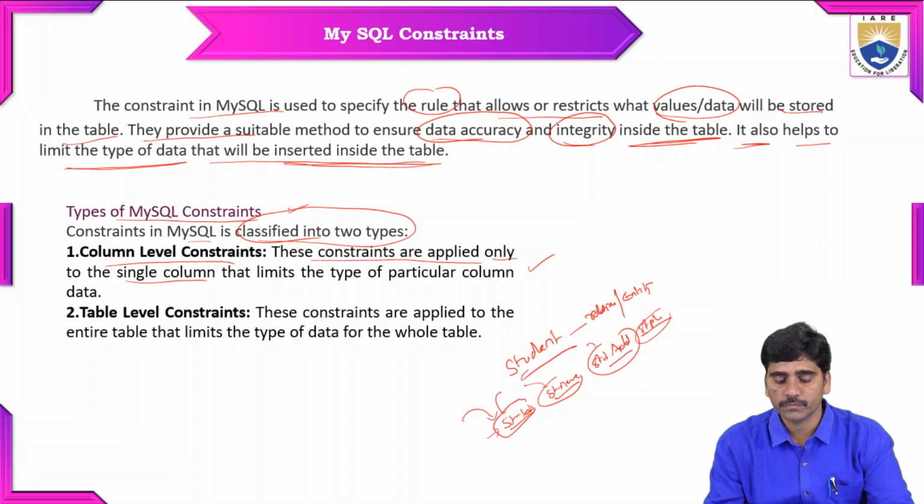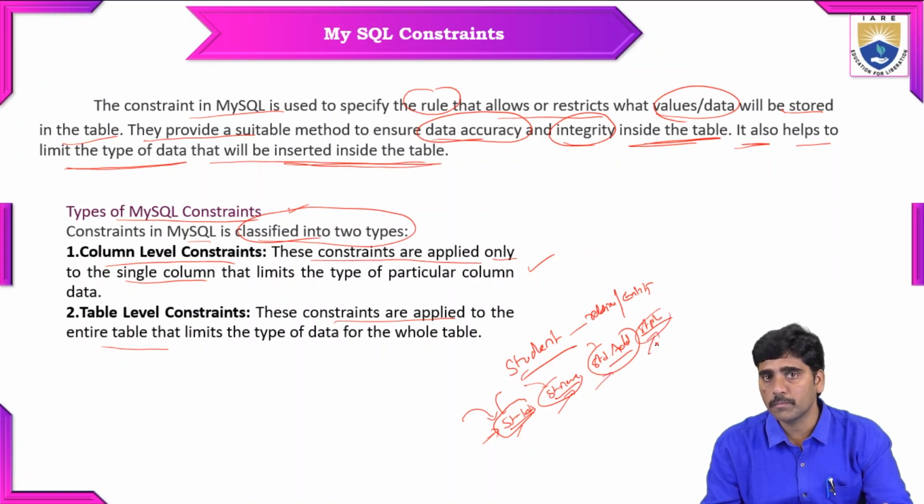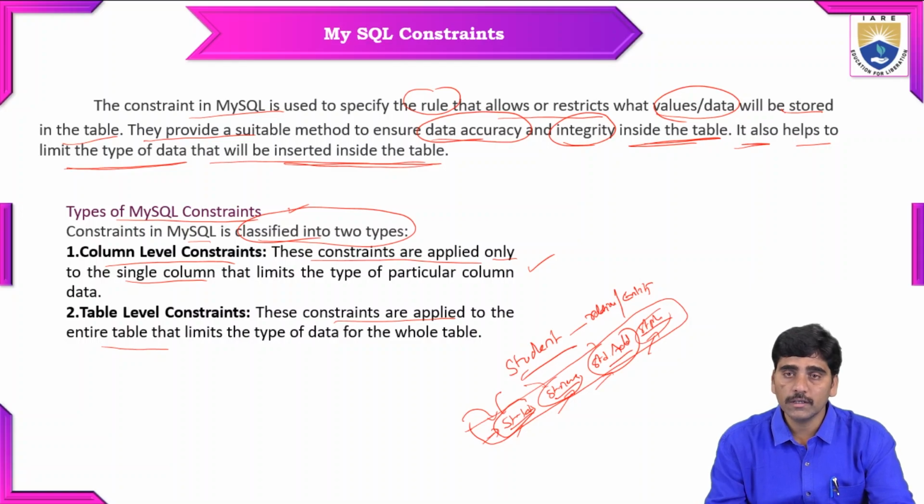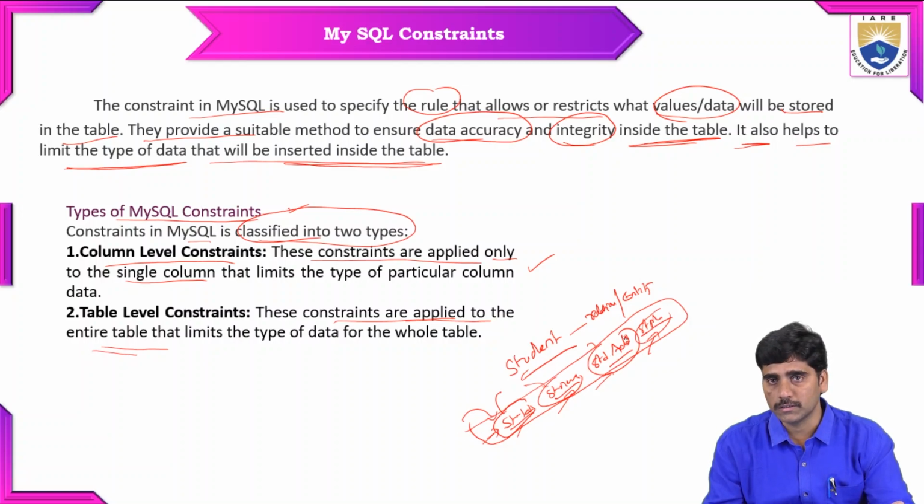And the second one is table level constraints. Table level constraints are applied to the entire table. That means all the columns must be applied with the constraints. Student ID is applied with a constraint, student name is also applied with a constraint, student address is also applied with a constraint, and the student phone number is also applied with a constraint. So applying constraints to all the columns is nothing but table level constraints. Table level constraints indicate that constraints are applied to the entire table, which indirectly shows that all the columns are applied with the constraints.